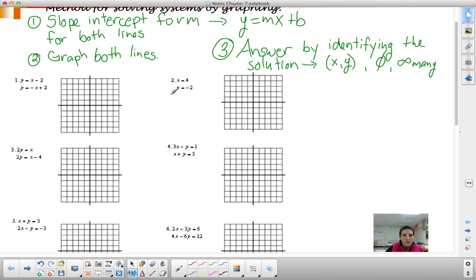Let's take a look at a couple of example problems here. The first thing we do is check: are they in slope-intercept form? Both lines in number 1 are in fact in slope-intercept form. So now let's go ahead and graph. I'm going to make this first line in green, and the y-intercept is at -2. It has a slope of 1, so rise 1, right 1, to put in some more points.